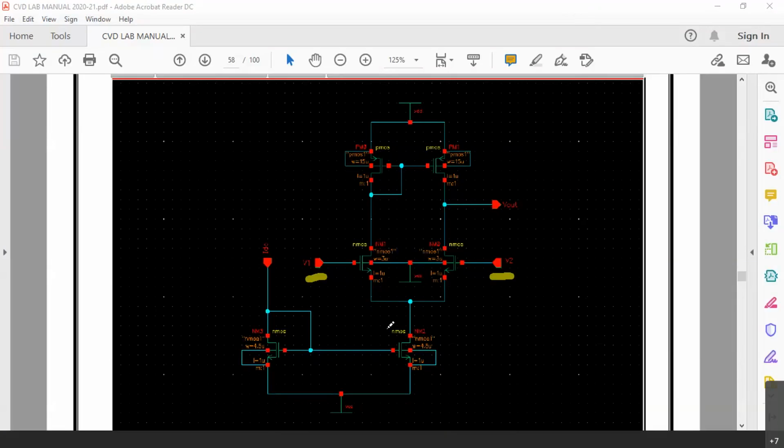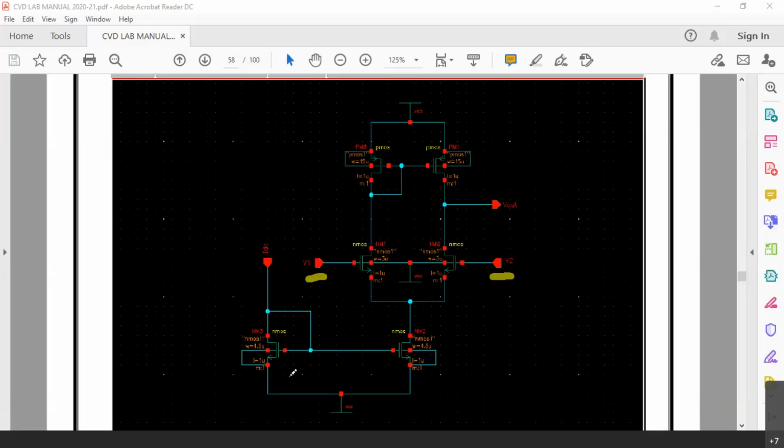Now below you can see an NMOS transistor, and it is connected to one more NMOS with the gate and drain shorted. You already know that when gate and drain are shorted, VGS is equal to VDS. When VGS is equal to VDS, we are keeping the transistor only in the saturation region and we will not allow it to get into the linear region. That means the transistor will not be completely trying to turn on.